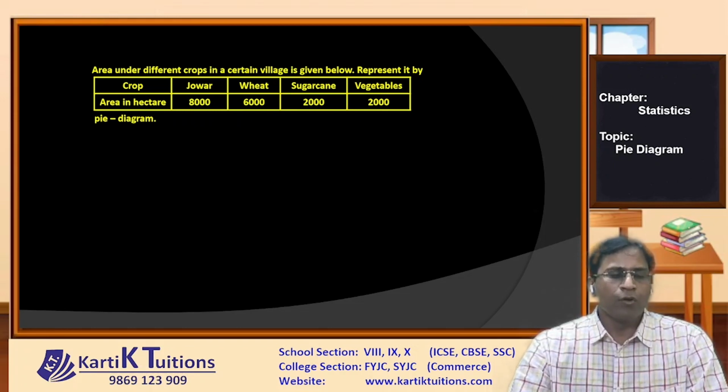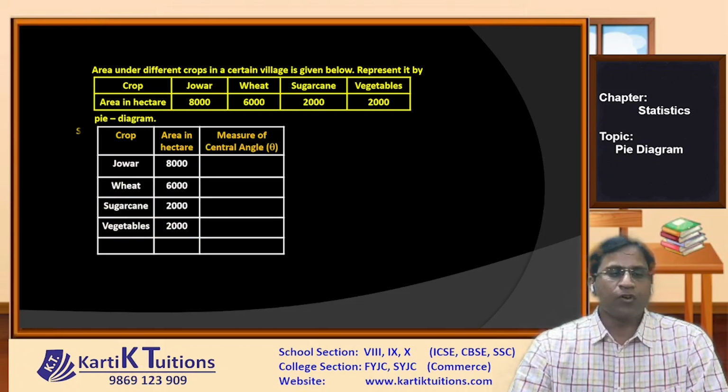Now here you will prepare a table with three columns, where the first column will be the data and the second will be its value. Now first find the total. Total of what? Area in hectare. So that will become 18,000. Now what is the formula? Data upon total into 360 degree. Now see here, for the first, Jowar, the data is 8,000. So it will become 8,000 upon 18,000 into 360.